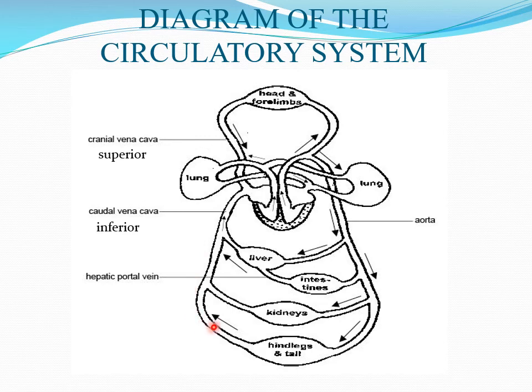And what is happening here? We will discover that the veins now will join. The veins from the lower part of the body, they join and they are forming the inferior vena cava. These are the ones from the lower part of the body.